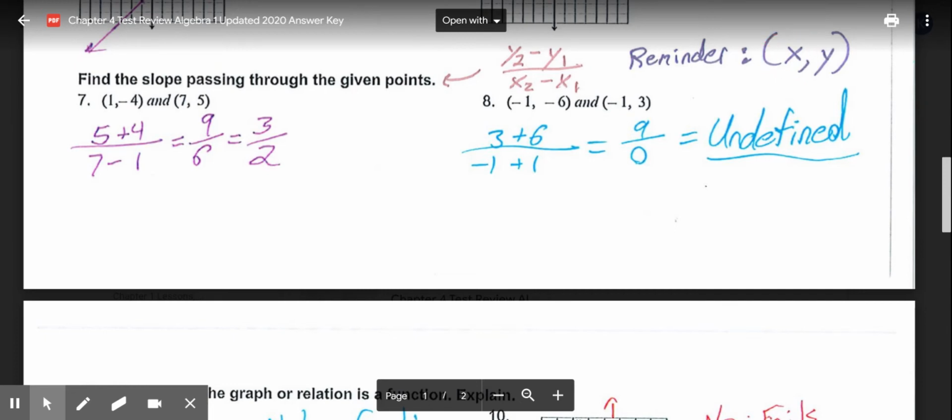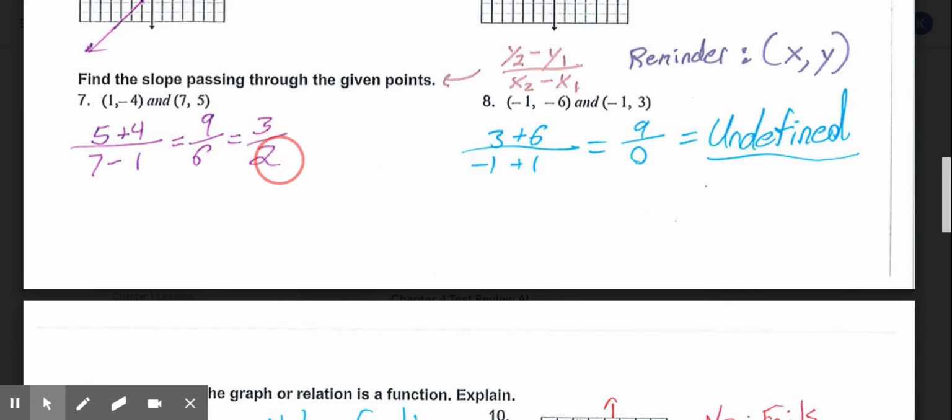So in number 7, on top, I would have 5 minus a -4. 5 minus a -4 is 5 plus 4. Then because I began with the 5 on top, I need to use the 7 first on bottom. So on bottom, it'd be 7 minus 1. So we have 9 over 6, which simplifies to 3/2, or 1 1/2. I would recommend leaving your slope as the improper fraction.